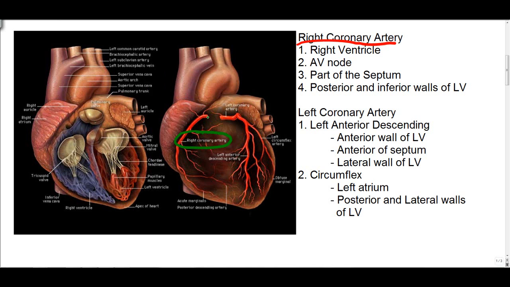So the right coronary artery wraps around the right side of the heart, and it supplies multiple portions of the heart, including the right ventricle, the AV node, part of the ventricular septum, and the posterior and inferior walls of the left ventricle.